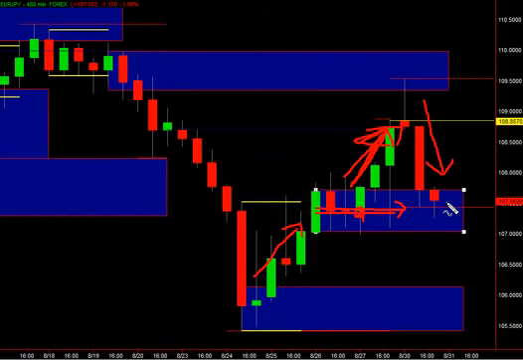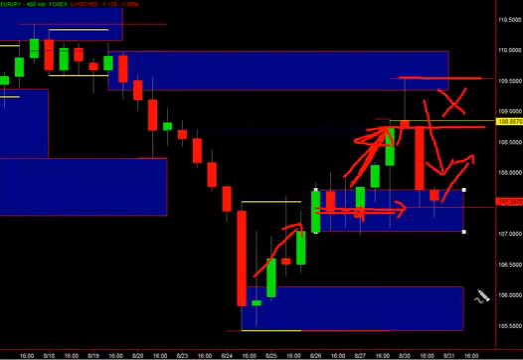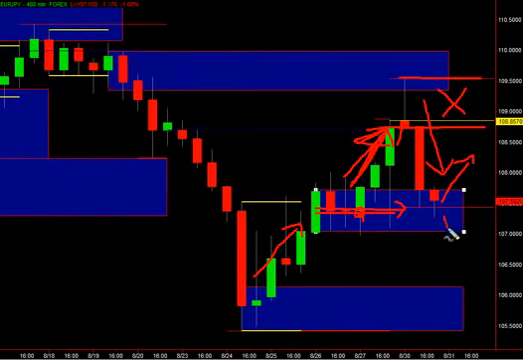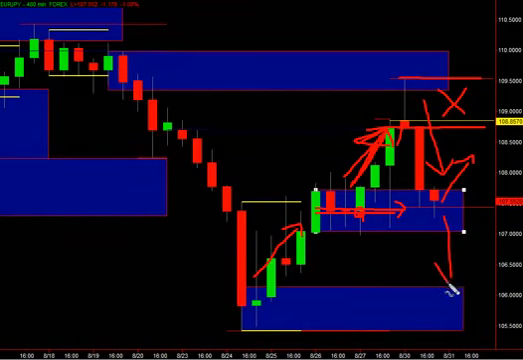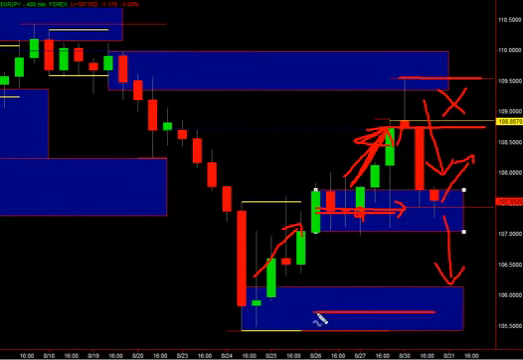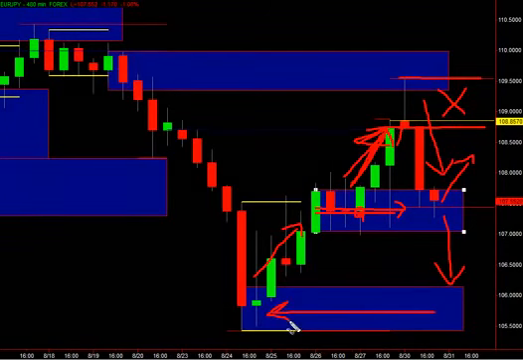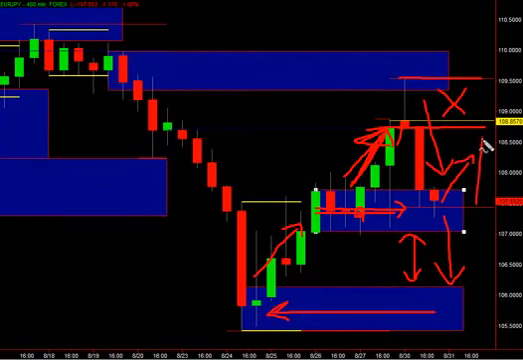But it's an established area of interest. It will either react, most likely back up to this next area of interest, where the move down started, back into this newly established area of interest, or price will continue through it back down to this previously established area of interest. And the distance between those two locations is essentially what you're aiming to trade for.